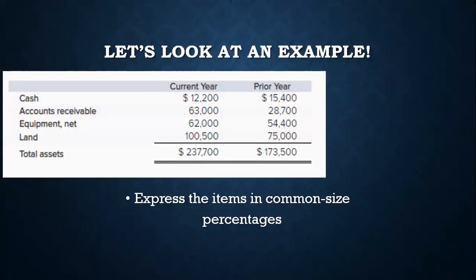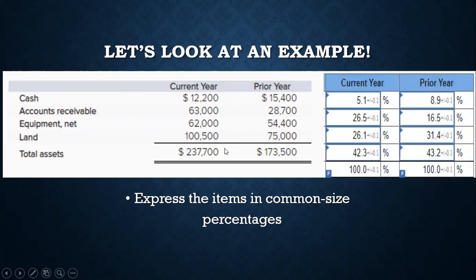All right, let's look at a homework example. It says express the items in a common size percentages. What does that mean? What does common size mean? Vertical, right? So we're just going to take each item, each line item. This is the balance sheet amount. These are all assets, and we're going to divide them by the total assets. So when we do that, we take 12,200 divided by the 237,700, we get 5.1%. For the prior year, we take the 15,400 divided by the total assets, gives us 8.9. And we do that all the way down, always using the total assets as our base amount. That's how you'd answer that homework problem.